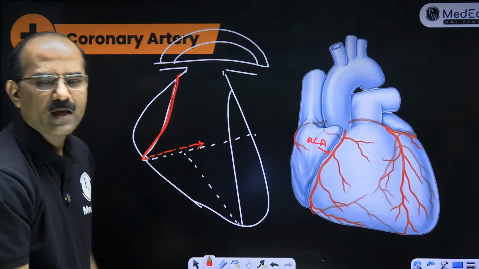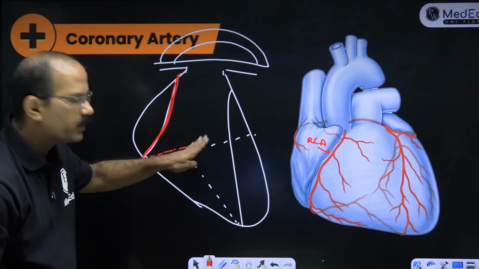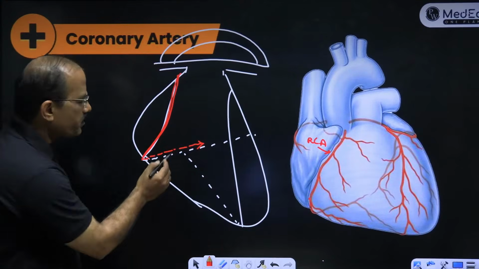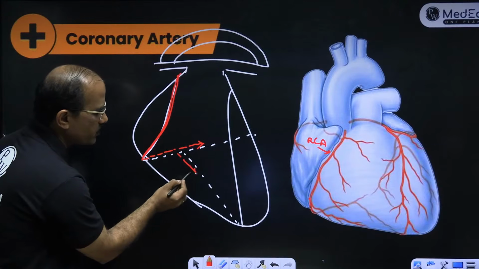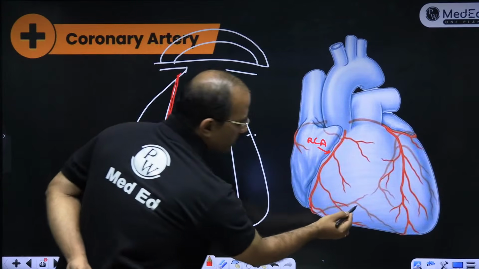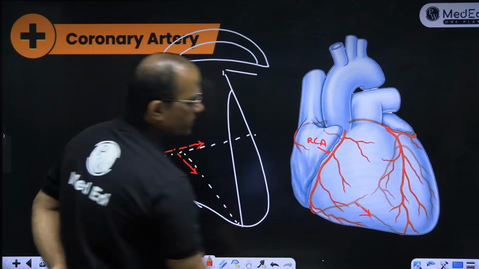I'll just finish this. It runs in the posterior atrioventricular groove. It gives a branch here. It gives a branch here. It gives a branch here. What is this branch? Tell me its name.